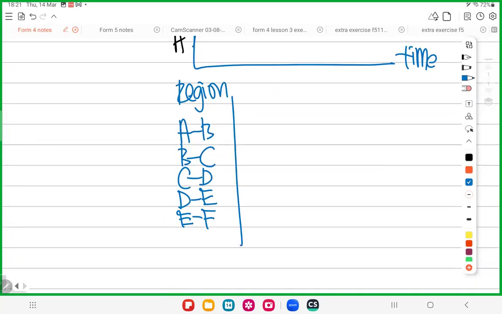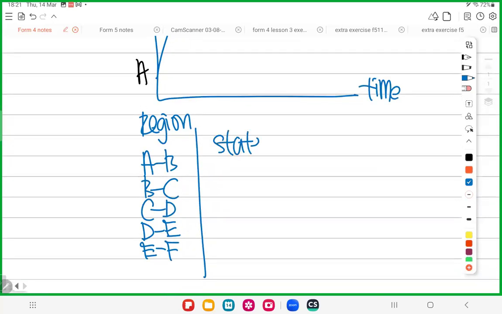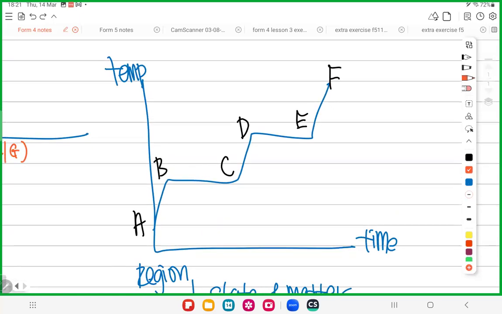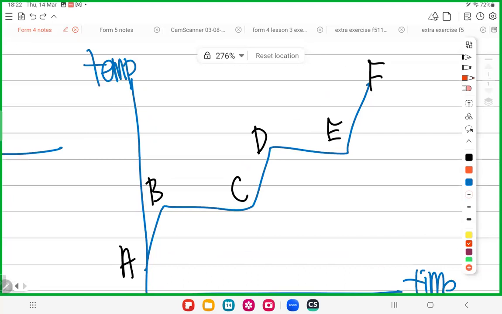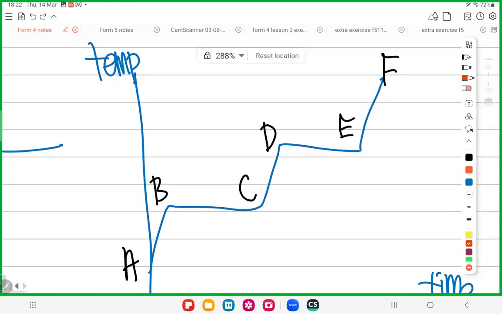Now I would like to teach you how to analyze the state of matter. When I use the word state, it means solid, liquid, or gas. Let me teach you the logic I use. When you see two staircases, it's very easy, because you know the first staircase is melting and the second staircase is boiling.